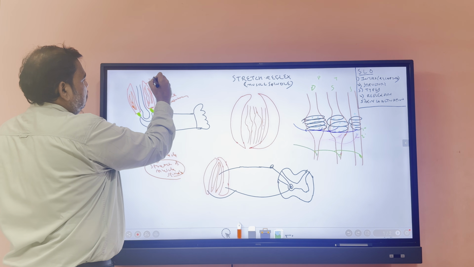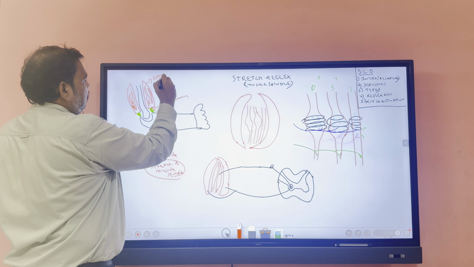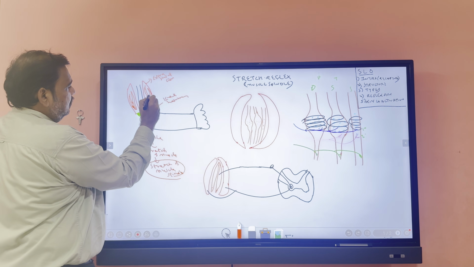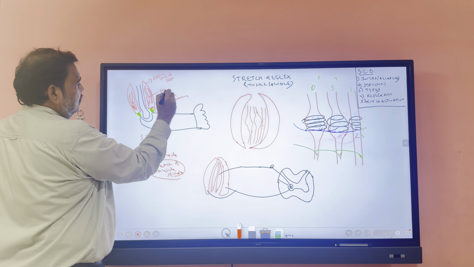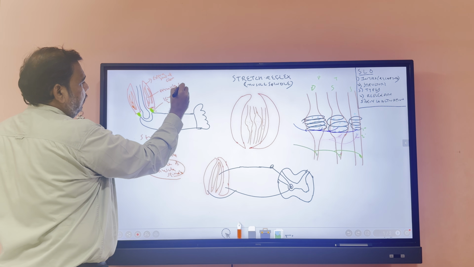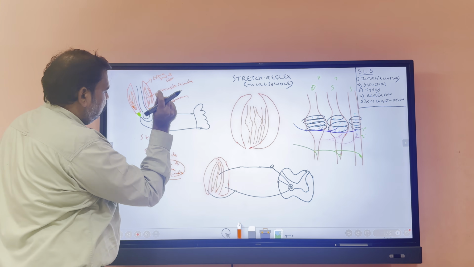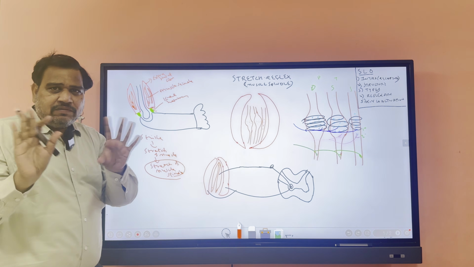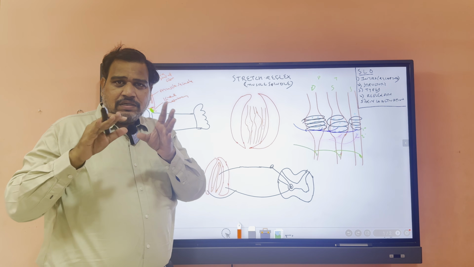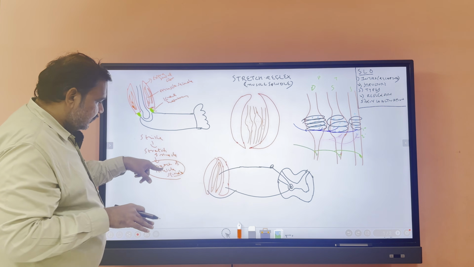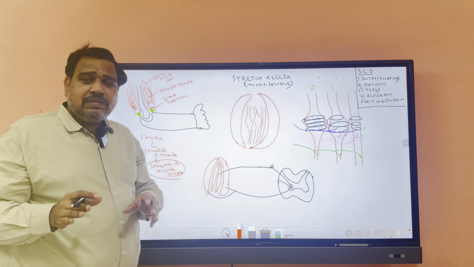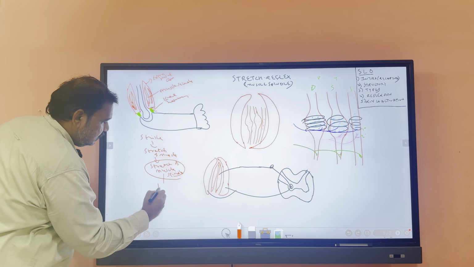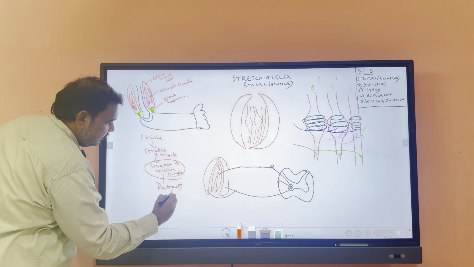This is called the extrafusal fiber, the red color, and the inside orange color is the intrafusal fiber, which is a part of the muscle spindle. So when I strike the tendon, there is stretch of the muscle, but that stretch of the muscle alone is not enough for causing contraction. The muscle contains the muscle spindle, and the muscle spindle is the one which detects the stretch. Very, very important. So, detection of stretch.